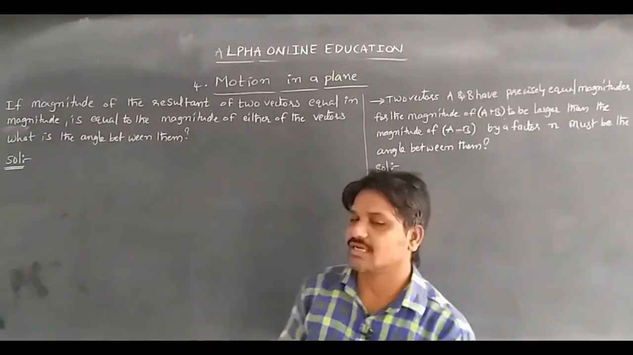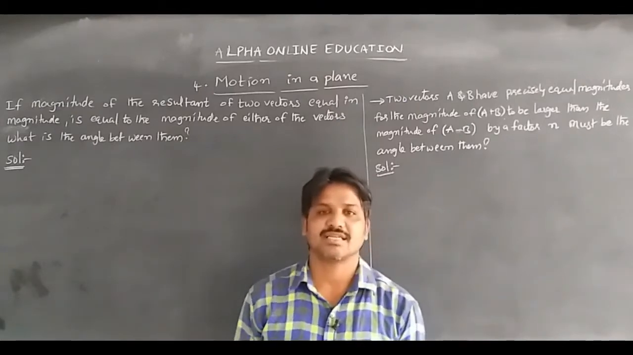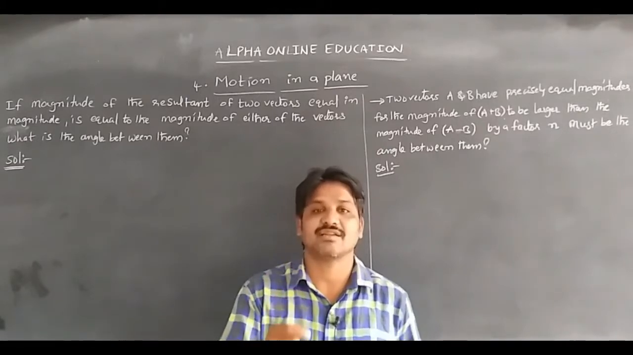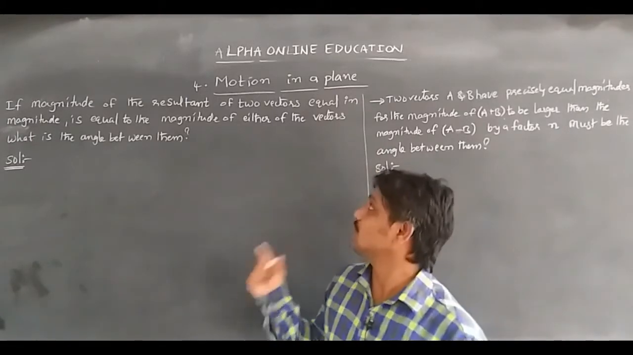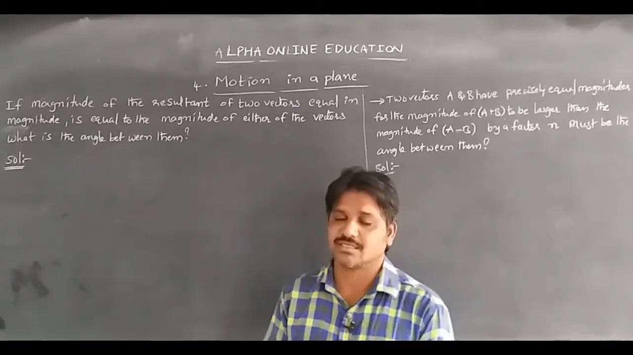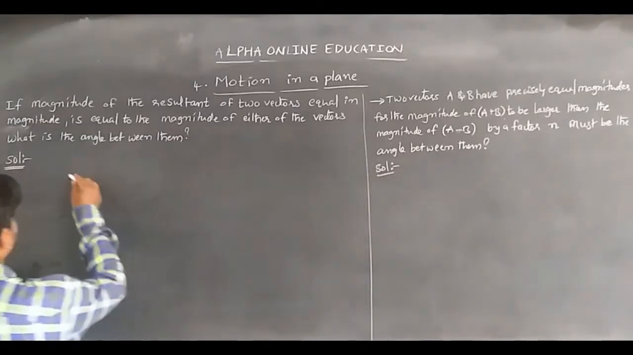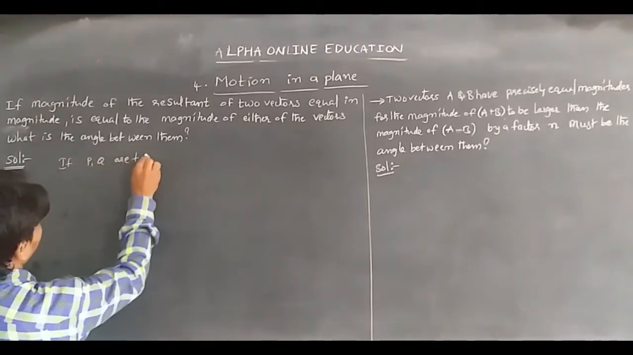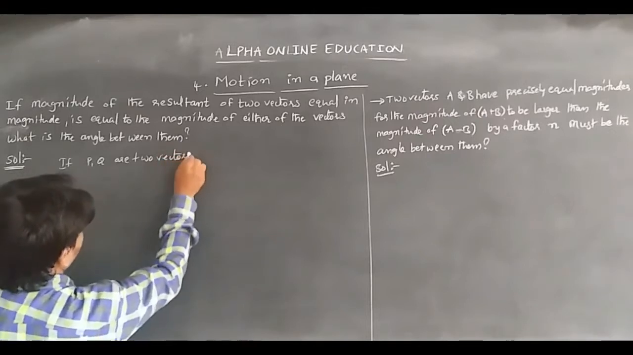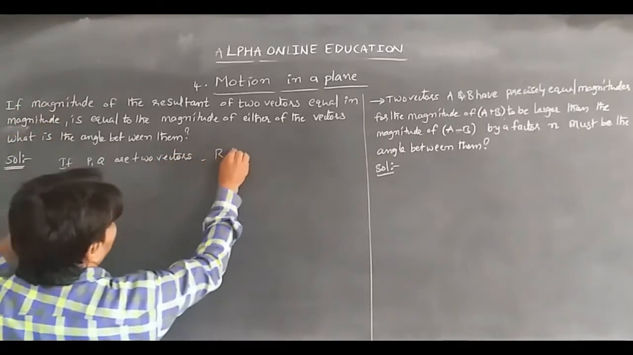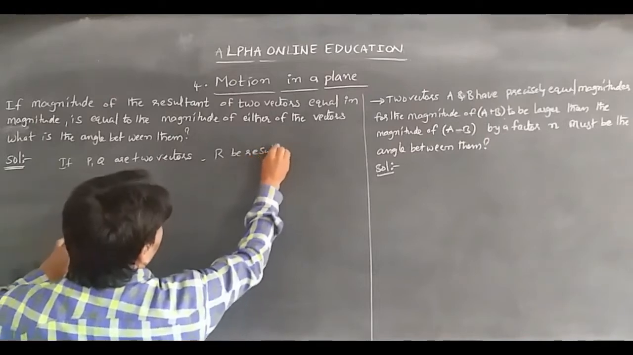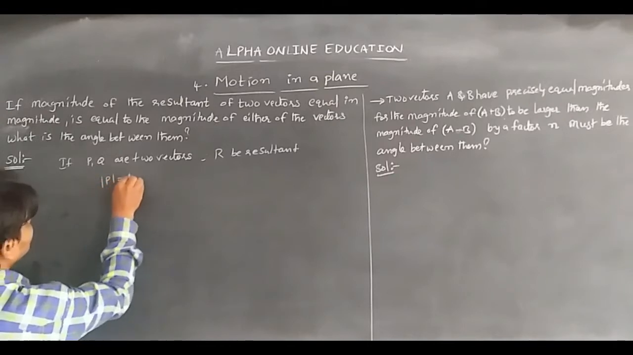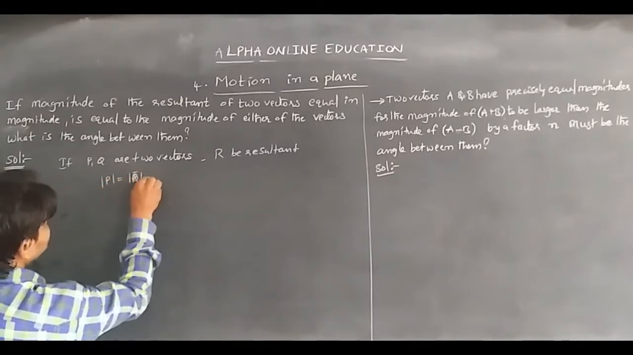It is given that the magnitude of the resultant is equal to the magnitude of either of the two vectors. Then we can say that if P, Q are two vectors and R is the resultant, then mod P is equal to mod Q is equal to mod R.